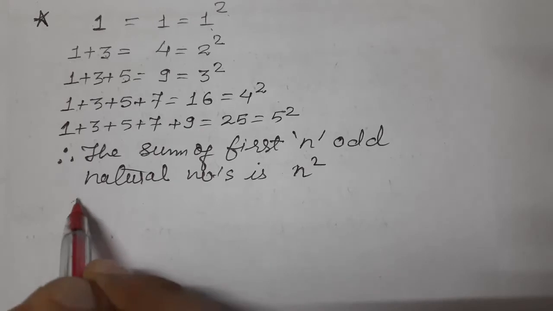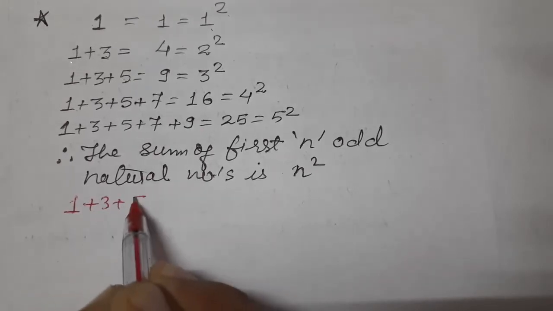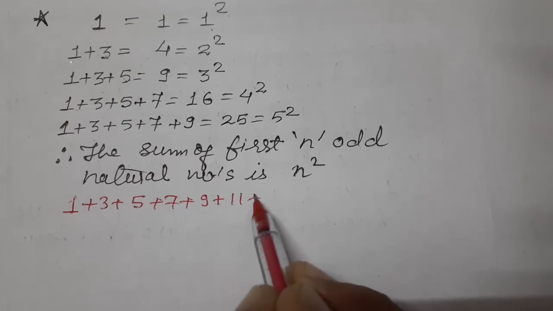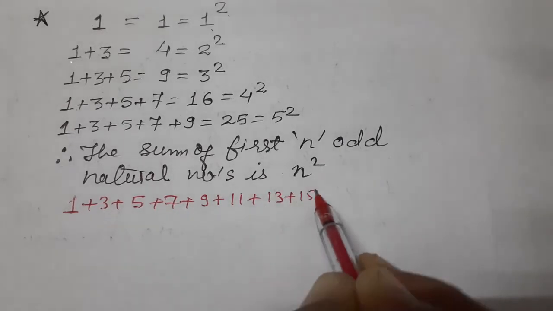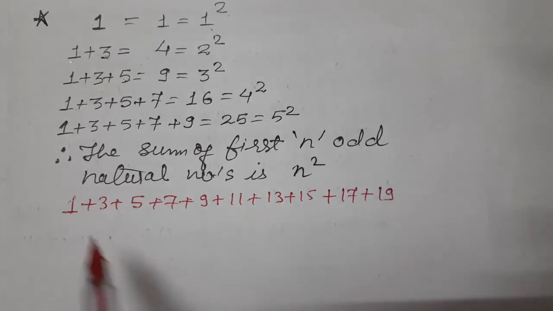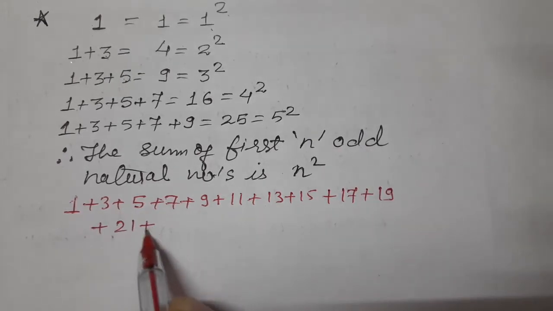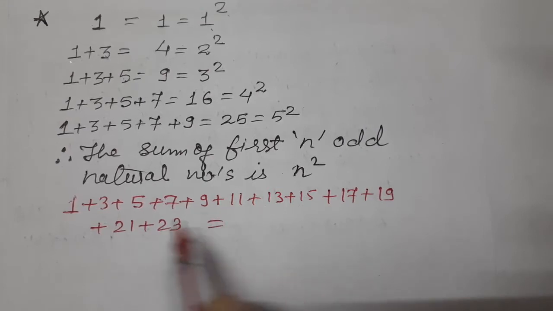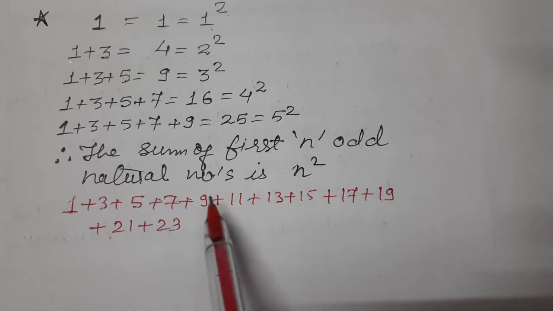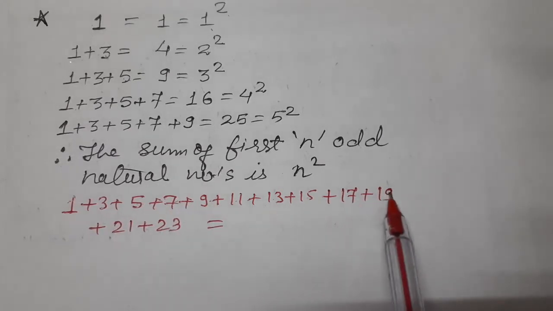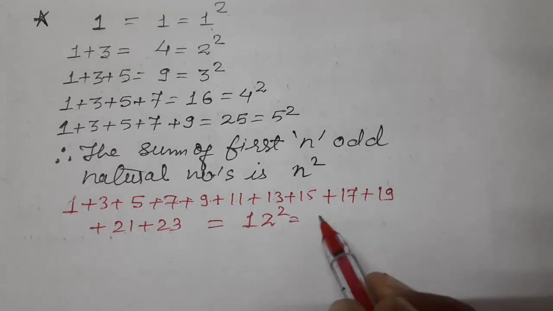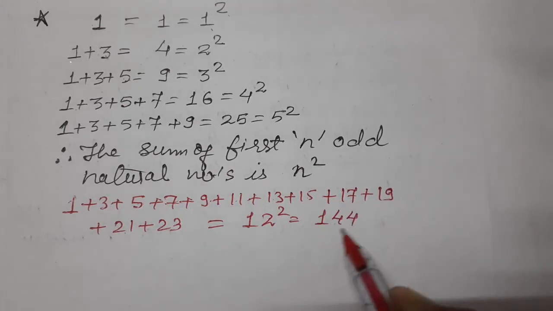1 plus 3 plus 5 plus 7 plus 9 plus 11 plus 13 plus 15 plus 17 plus 19 plus 21 plus 23. Ab hum iska sum direct nikal sakte. How? Just count the numbers. 1, 2, 3, 4, 5, 6, 7, 8, 9, 10, 11, 12. So this is 12 square. And 12 square, we know it is 144.